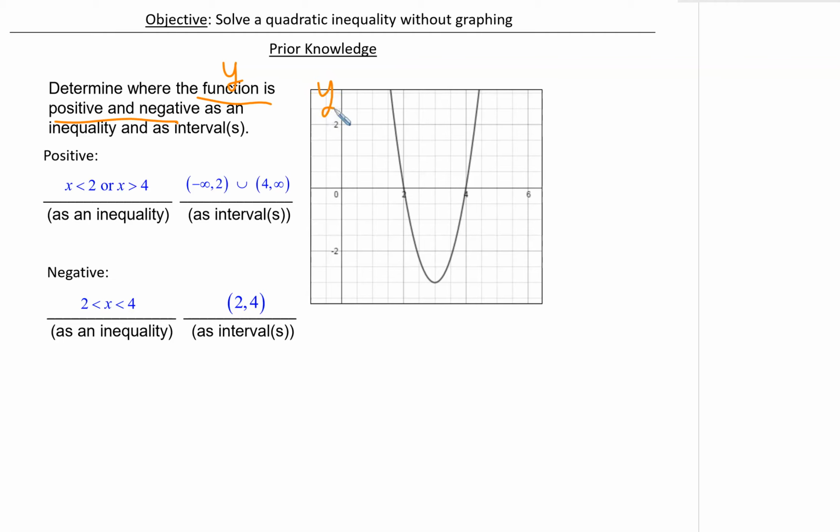and for the y-axis, positive values are above our x-axis and negative values are below. So when a function is above our x-axis, such as here and here, that means that our y's are positive or greater than 0. When our function is below the x-axis, that means our y values are negative or less than 0. And these are inequalities.